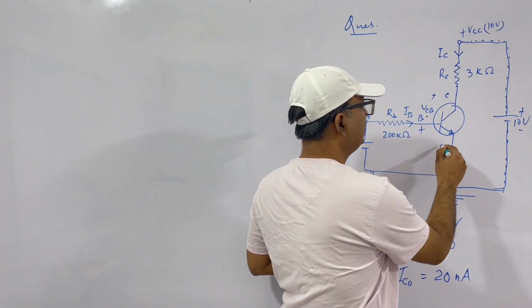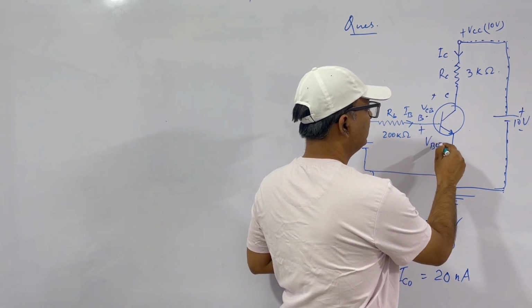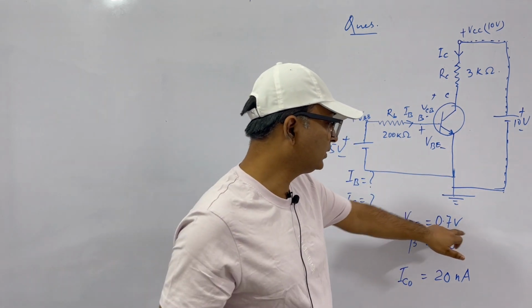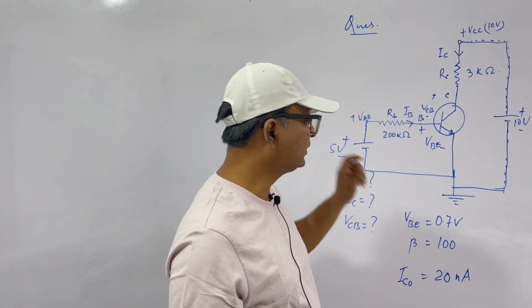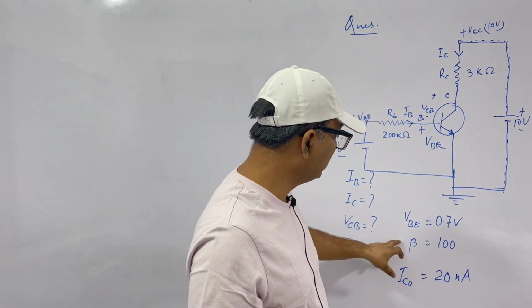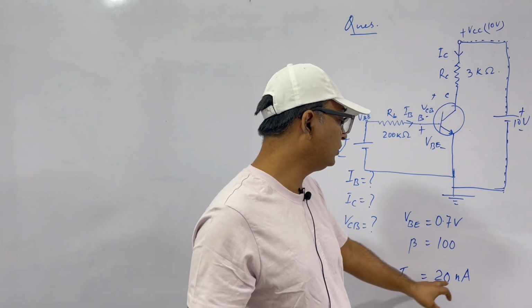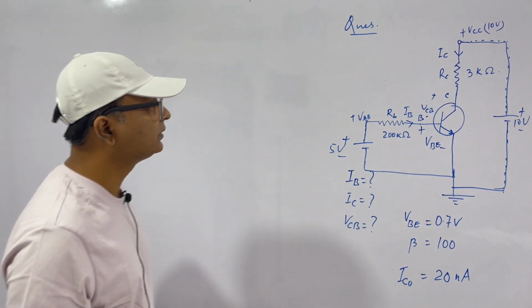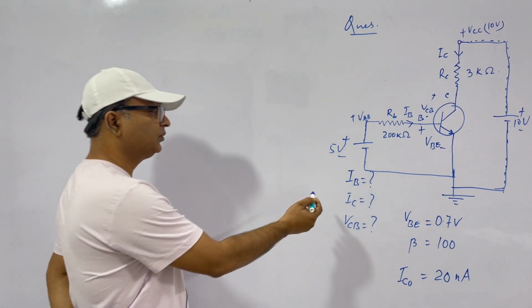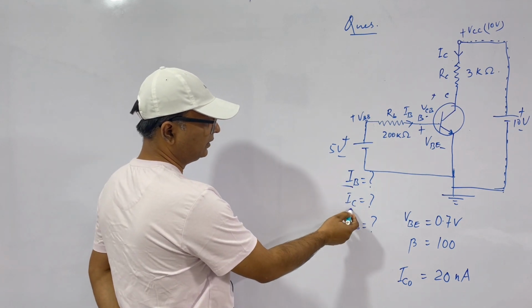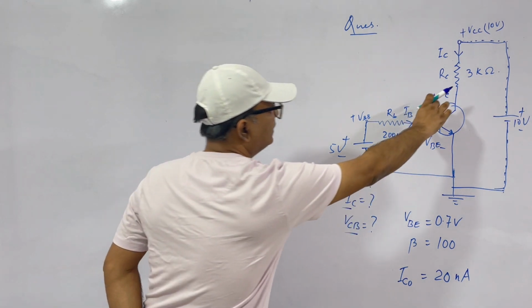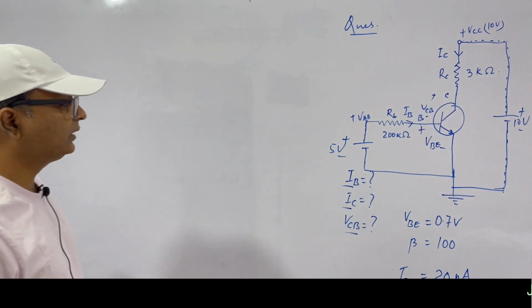This is VBE, so this is 0.7 volts. That is the saturation voltage, threshold voltage for this PN junction diode. Beta is 100. ICO is 20 nanoamperes. What we have to find? We have to find the base current, collector current, and VCB. That is this voltage. Now, what is ICO?